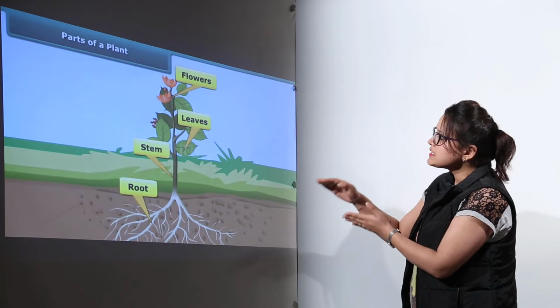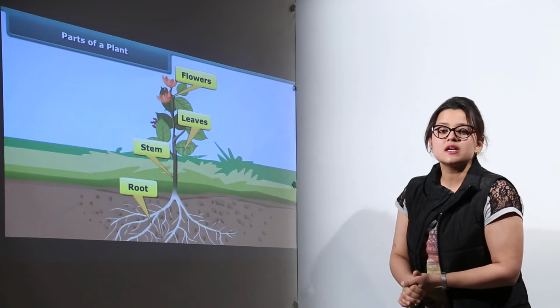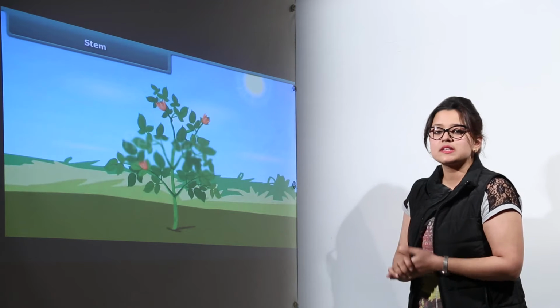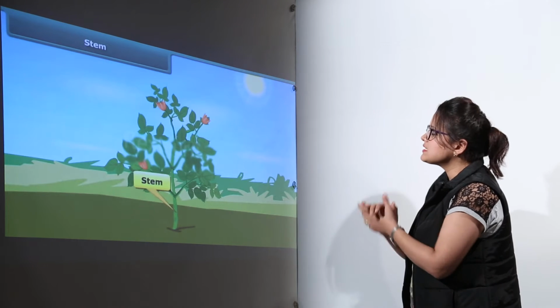We have the roots, we have the stems, we have leaves and flowers. So these are the four parts of plant we are going to study in detail, and we'll discuss one by one. So we shall start first of all discussing stem.